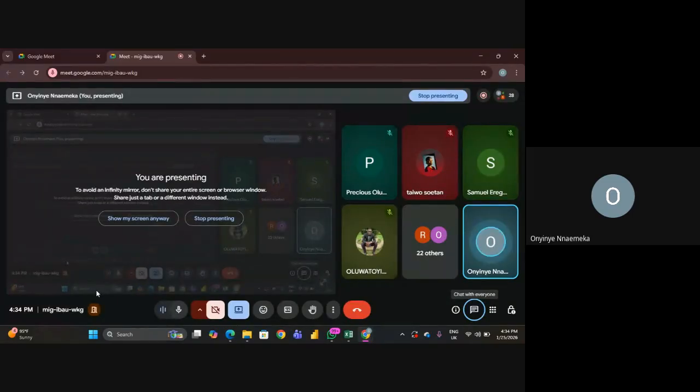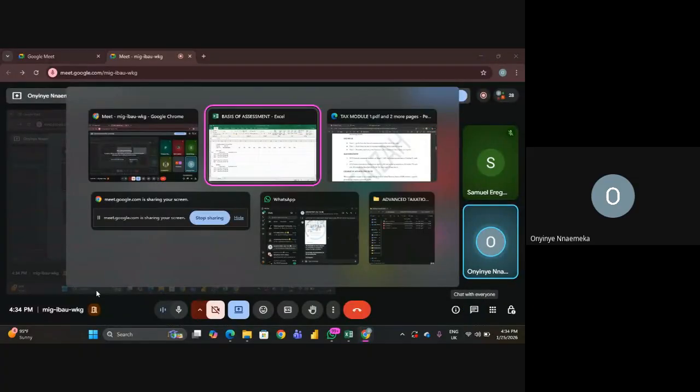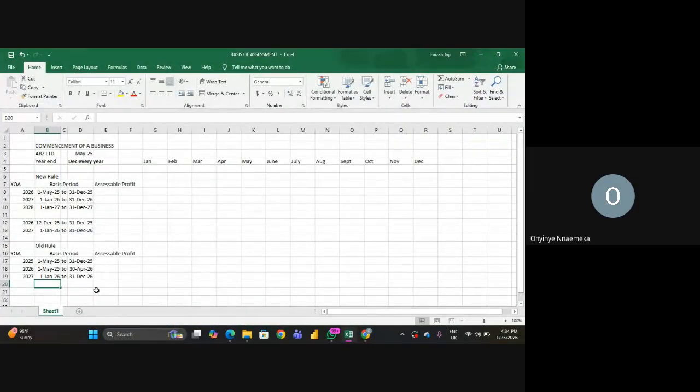All right, so that's it about the old rule. Like I said, you can notice that for this old rule we have so much overlap. This May to December has been taxed twice because it is still in this year too. January to April is in year 3 again. We have so many overlaps and it does not encourage the taxpayer.